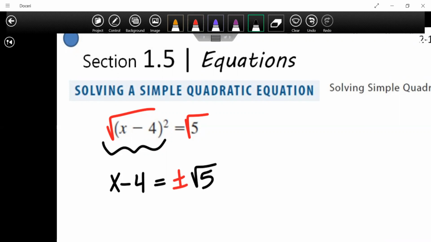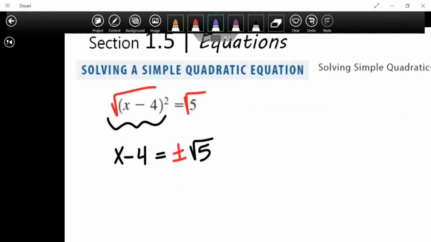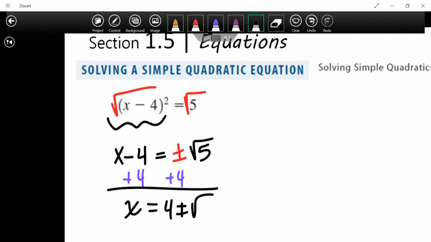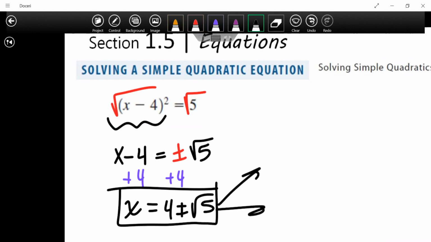To simplify out for my x, I'm going to go ahead and add 4 to both sides. We cannot add these terms up as they are not like terms, but I'm going to get x is equal to 4 plus or minus the square root of 5. This answer is acceptable. Another way you can also write this is as x is equal to 4 plus square root of 5 and x is equal to 4 minus square root of 5. That is what the plus or minus operator does, essentially. So we have two answers to our quadratic.